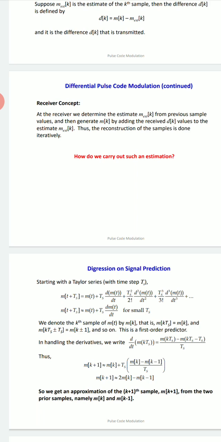Now what are we doing here? At the receiver side, we determine the estimated signal, M estimate k. How do we get it? From the previous value. So we can generate the original M of k by adding the received difference value to the estimate, that is M estimate k plus D of k. Obviously, you will get the original value, M of k. So we get the reconstruction of the sample iteratively.